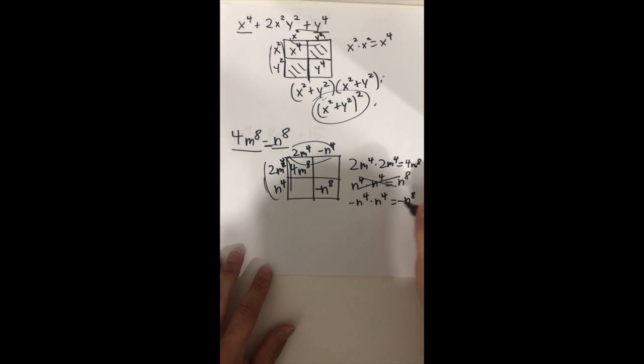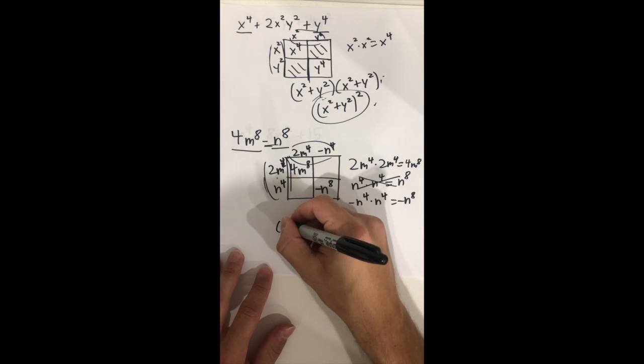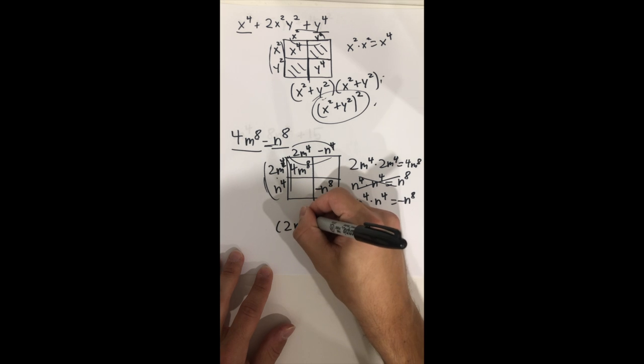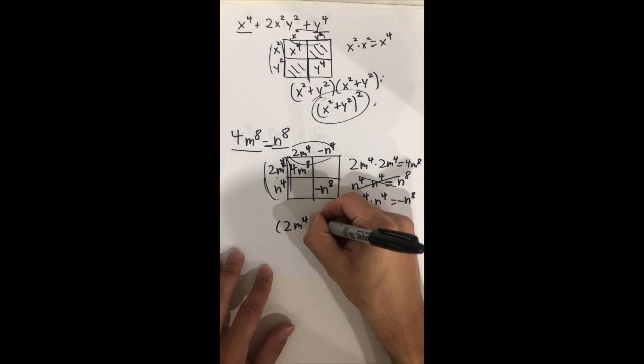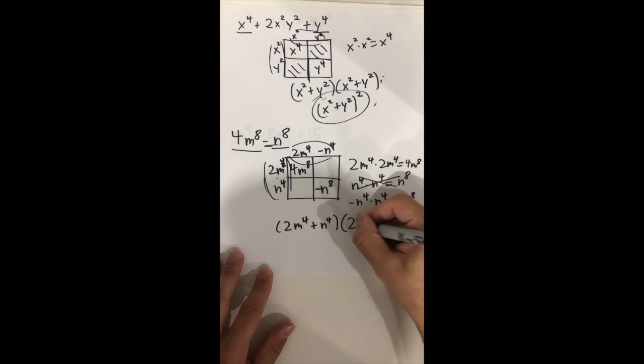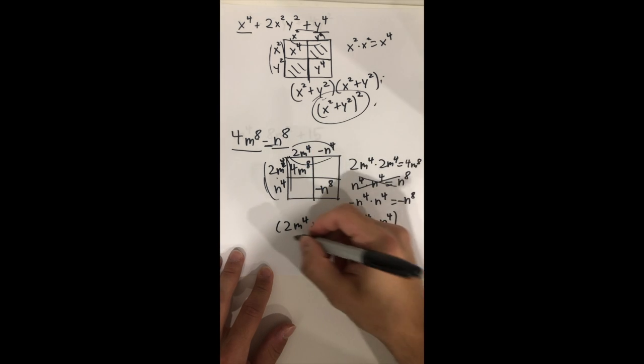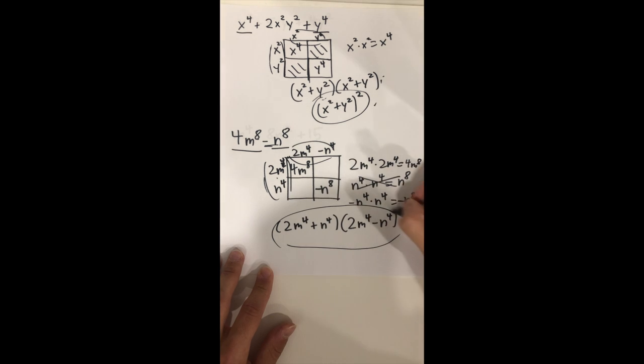Now we have all of our side lengths accounted for, so now I have my two factors. So I'm just going to put this down here. I'm going to start with the column first. 2m to the 4th plus n to the 4th multiplied by 2m to the 4th minus n to the 4th, because this is my other factor up here. So now I have also completed this problem.